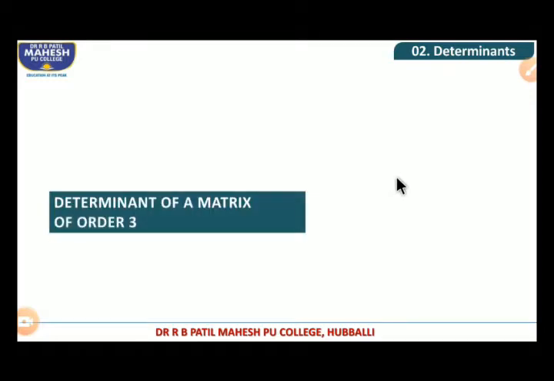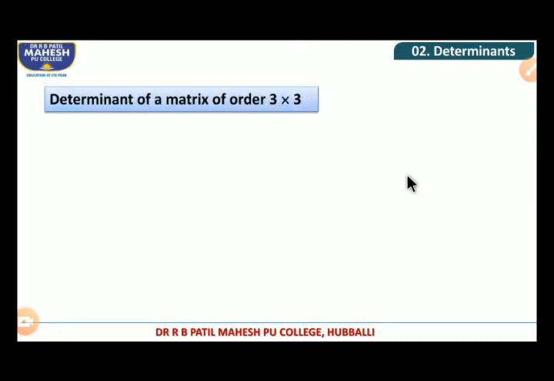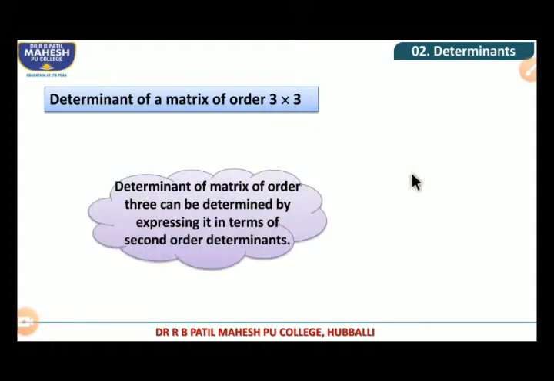Let us go for the determinant of a matrix of order 3. The determinant of a matrix of order 3 means it is of 3 by 3 order, which consists of 3 rows and 3 columns, right? So a determinant of order 3 can be determined by expressing it in terms of second order determinants. I will show that process.